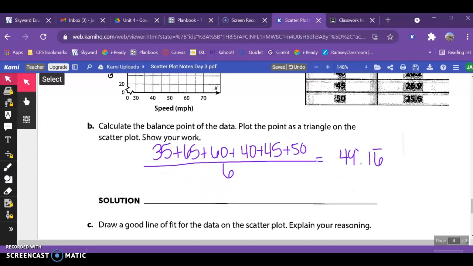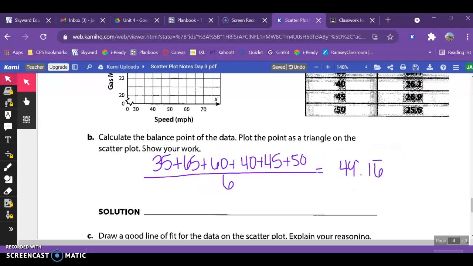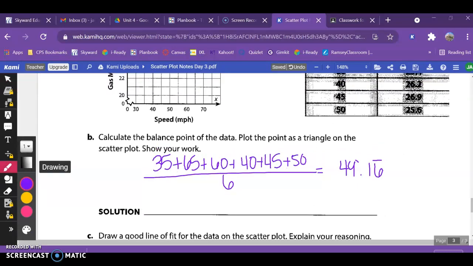And then I'm going to do the same thing with the gas mileage numbers. I'm going to add them all up and divide them by 6. So there's 27.1, 25.3, 25.4, 26.2, 26.9, and 25.6. And I'm going to divide my total by 6. I get an answer of 26.08. So my balance point would be roughly 49 and 26.